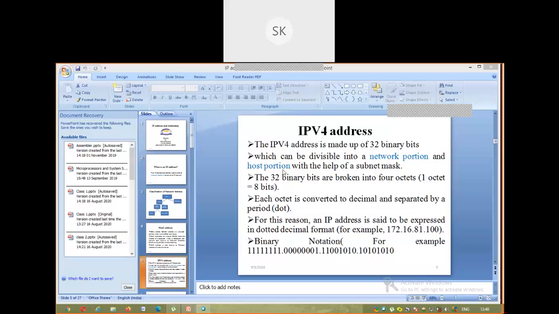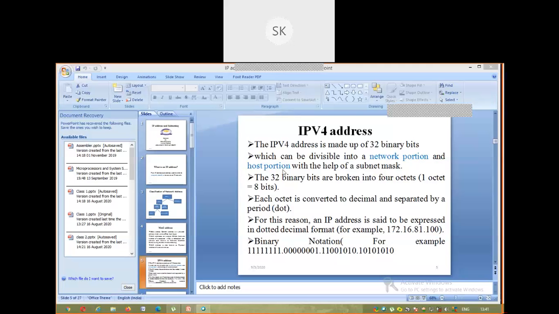So in the next line, it is written, the 32 bits are broken into 4 octets. One octet means 8 bits, I think you know, bits 0 to 7. One octet is 8 bits. 8 fours are 32. Yes, those 32 bits are divided into 4 octets.